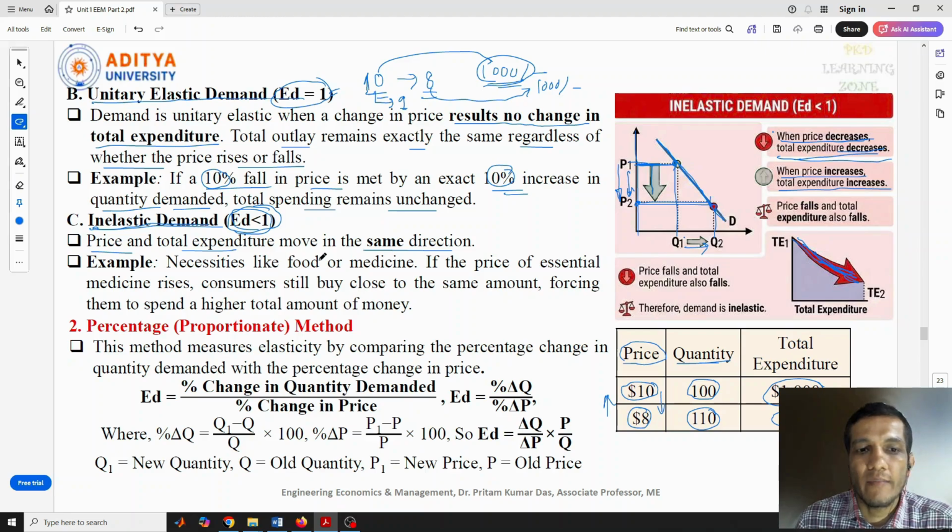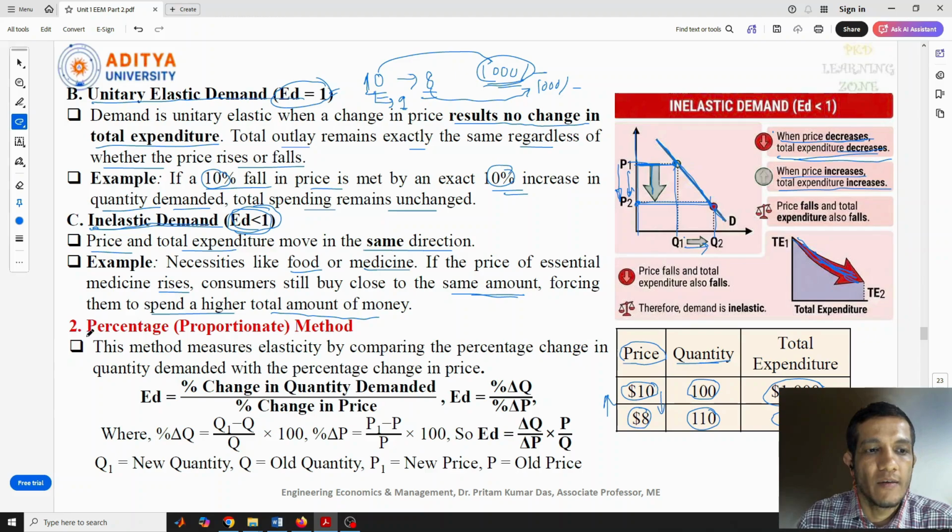For necessity items like food and medicines, if the price of an essential medicine increases, the consumer still buys the same amount. It won't decrease. The same quantity that was required initially is going to be purchased by the consumers, forcing them to spend a higher total amount of money. That's why it is inelastic demand.